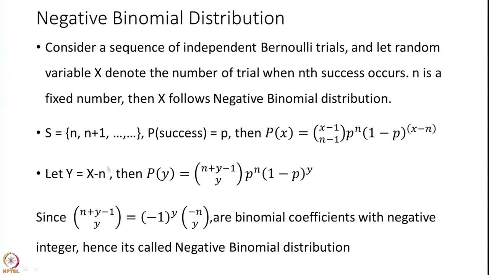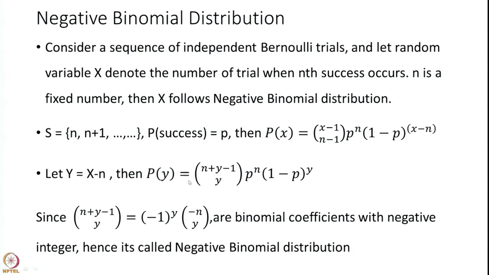Why it is called negative binomial is reasoned out here. If instead of looking at the successful trials, you look at the unsuccessful trials, then the total number of unsuccessful trials that have occurred when you have taken x trials is y is equal to x minus n. And in that case, you can show that the probability of y unsuccessful trials is n plus y minus 1 choose y, because you have taken so many trials of which y trials are unsuccessful, and therefore the n successful trials, multiplied by 1 minus p to the power y. Basically, you have to replace x minus n by y, and you get this formula straight from the previous formula.